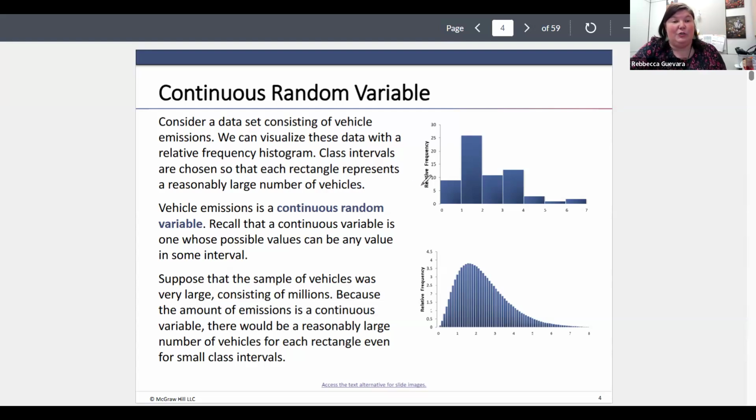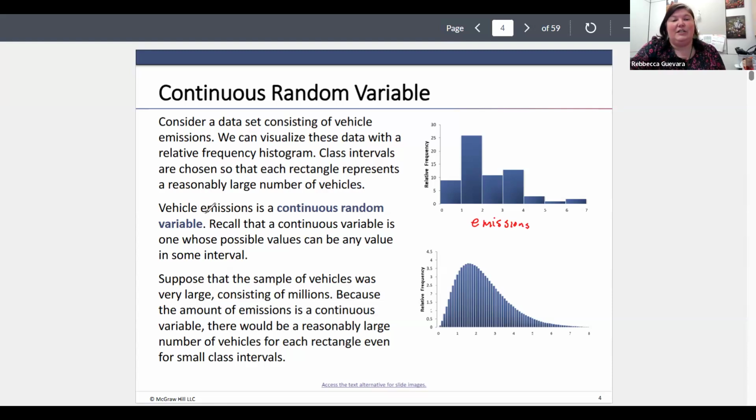Class intervals are chosen so that the rectangle represents a reasonably large number of vehicles. This is the emissions here. We set our emissions class to 1 parts per billion. I can't remember exactly what it was. But we have a lot of cars that sit in this range. We got a lot of cars in this range, and we have this sort of wide class width.